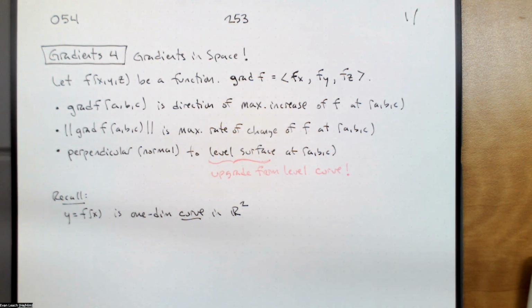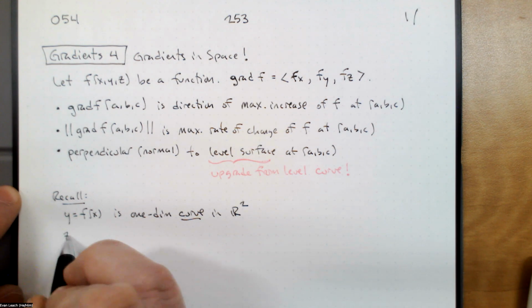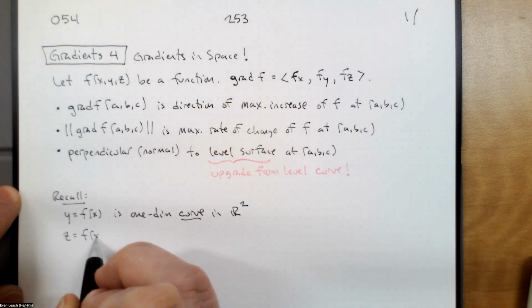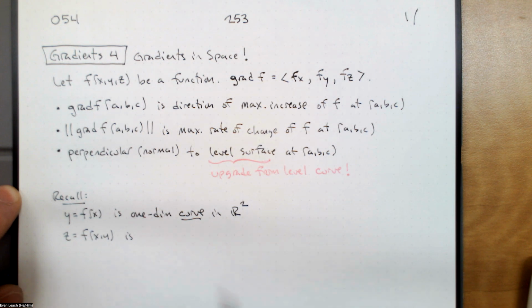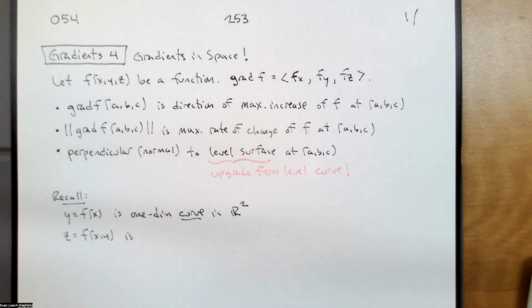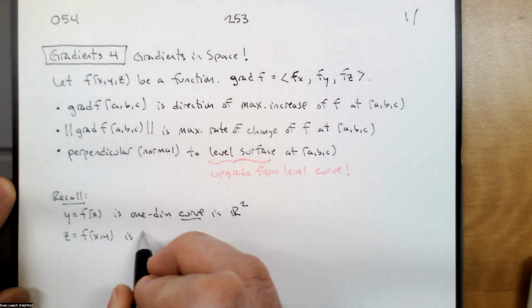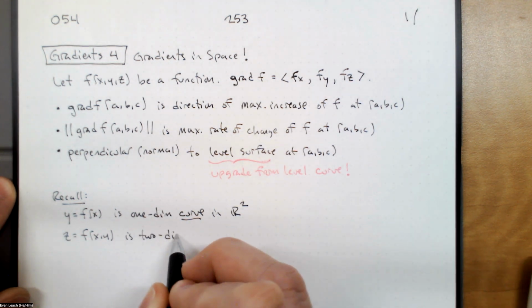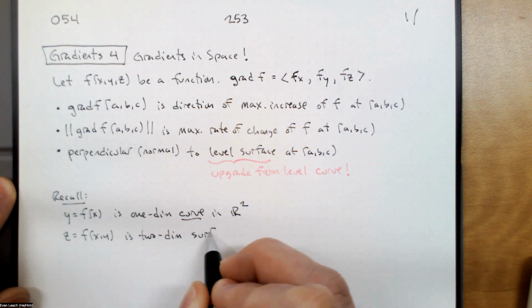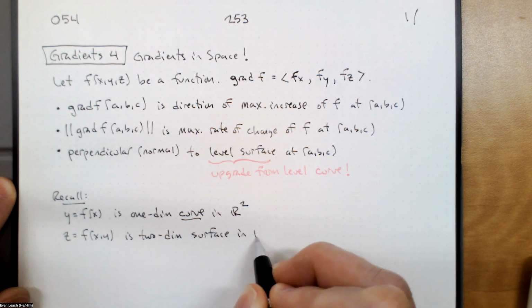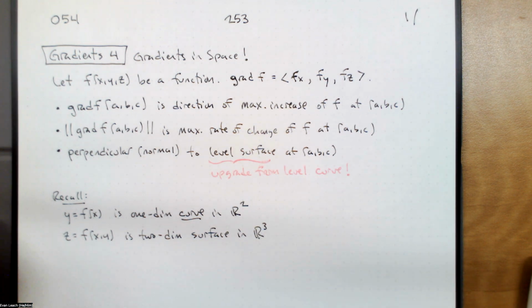Y equals f of x was a 1-dimensional curve in 2-dimensional space. When I went up to a function of 2 variables, what did we think of the graph of a function of 2 variables? It's what's the first thing I have to change? Dimension. It's a 2-dimensional surface in 3-dimensional space.